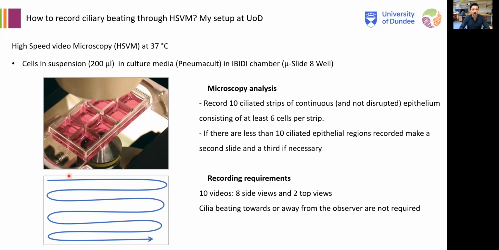So the way we do it is by going through the whole chamber, finding the ciliated strips and recording them. In my 10 videos, we usually do at least 8 side views that I will show and 2 top views. It allows us to describe and have a good understanding of the ciliary beat pattern. Obviously, there are a lot of different angles that the cilia can be beating. If it's beating toward or away from the observer, it's usually not required because it's harder to guess any kind of pattern.